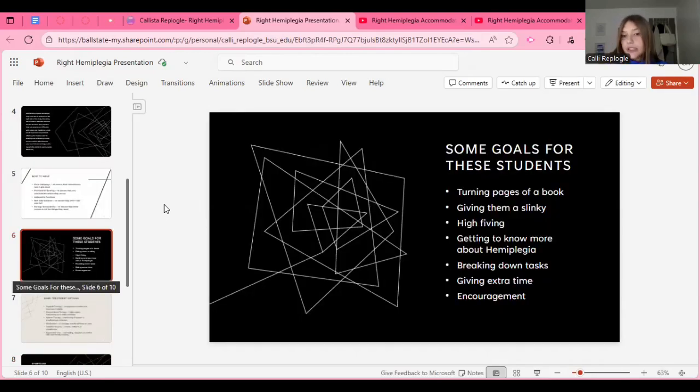Some goals I had for these students were turning pages of a book, a fine motor skill, playing with a slinky, high-fiving, and knowing more about their own disability. How I would help them with these goals is breaking down tasks, giving extra time, and giving them plenty of encouragement.